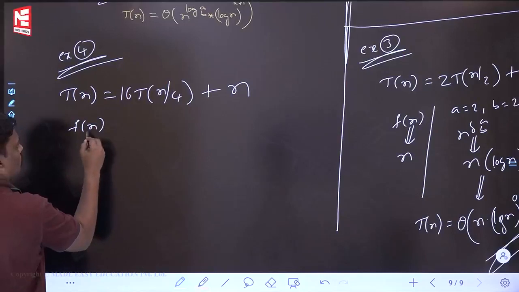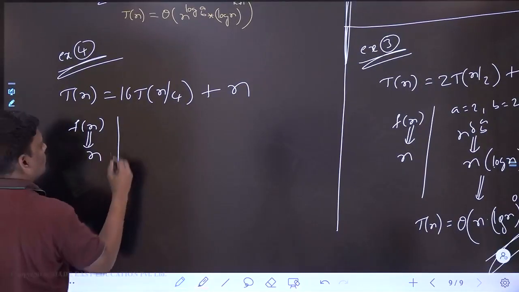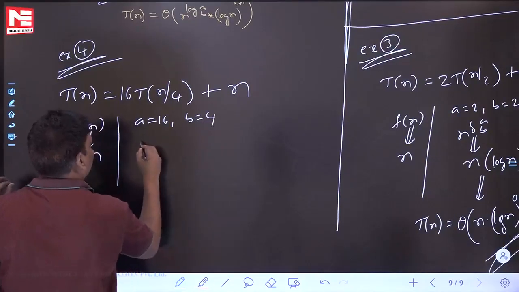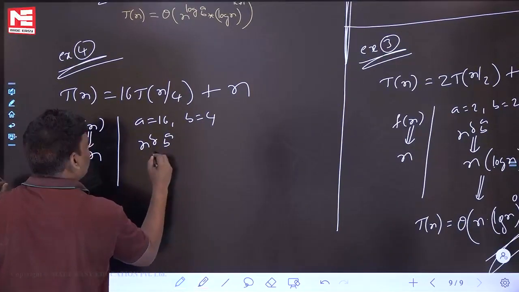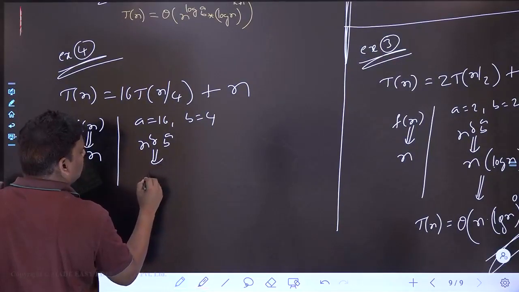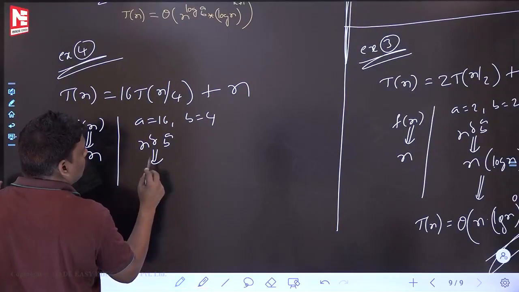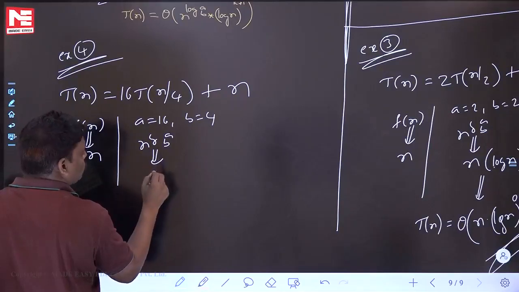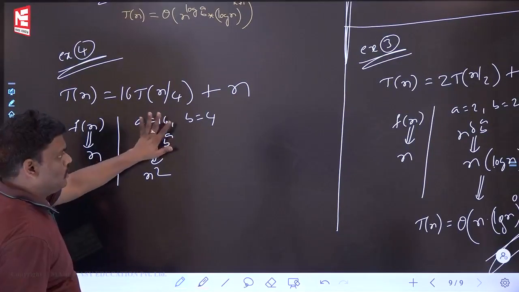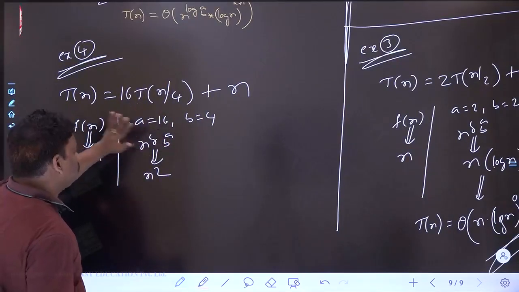f(n) is n. a is 16, b is 4. n power log a base b is log 16 base 4. 16 can be written as 4 square, right? So n power log 4 square base 4. What is the answer? n square. Can you help me now? Just go to the right side and talk. Always our concentration is on the right side only.